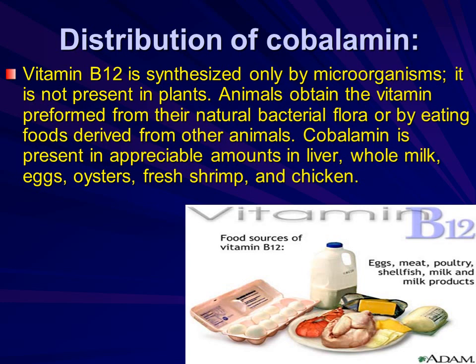Distribution of cobalamin, or sources. Vitamin B12 is synthesized only by microorganisms, so the human body cannot synthesize vitamin B12. It is not present in plants, only in animal sources. Animals obtain the vitamin preformed from their natural bacterial flora or by eating foods derived from other animals. إذن هو present in animal source only. An animal can synthesize it from bacterial flora or by eating another animal, meat of another animal.